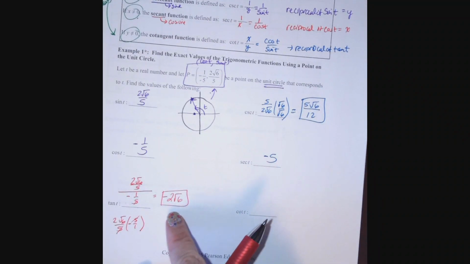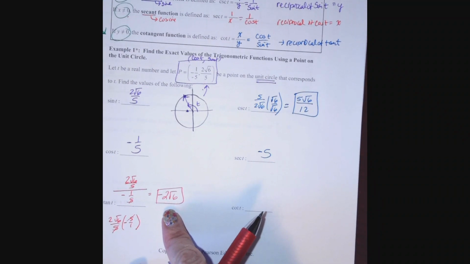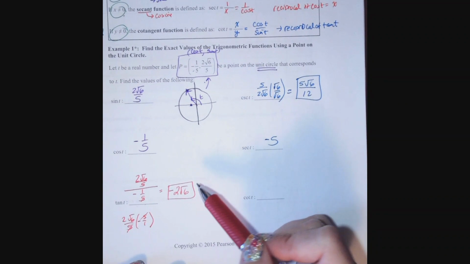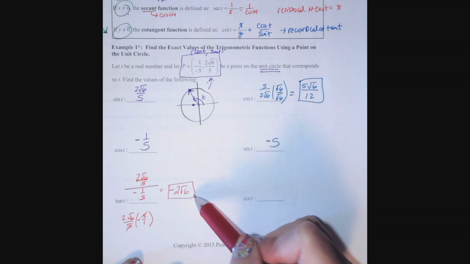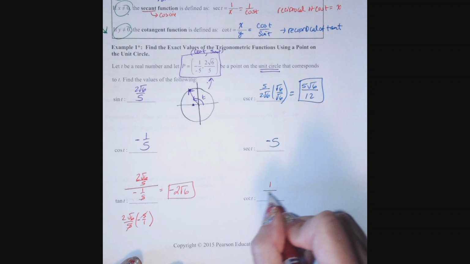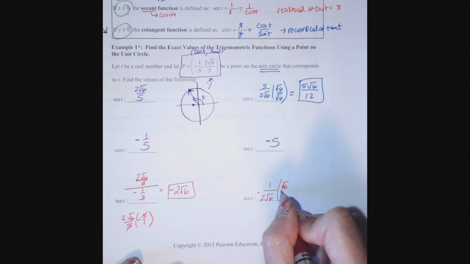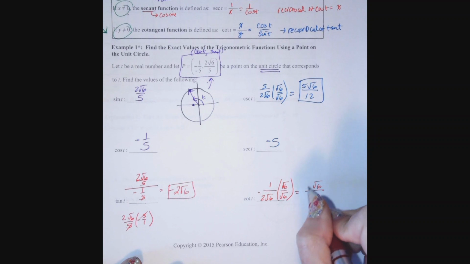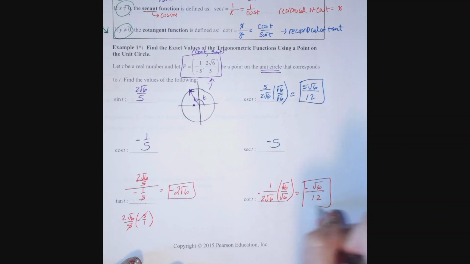Now, cotangent is the reciprocal of tangent. So I could either start here and stack them the opposite way, or I could just take the reciprocal of this value. If I take the reciprocal of this value, I have a negative 1 over 2 square root 6 that I need to rationalize again, which gives me a negative square root 6 over 12. That negative disappeared. Let me move it so that it's very clear that that is a negative value.